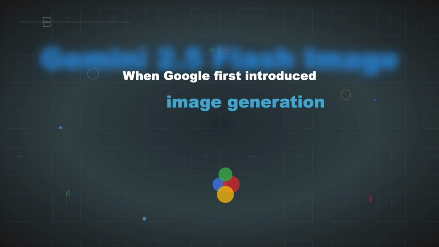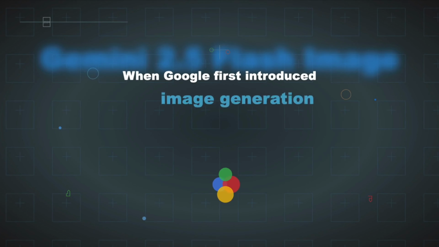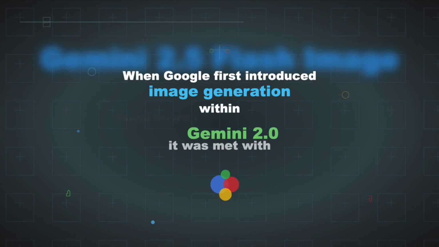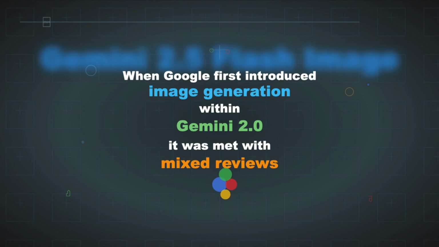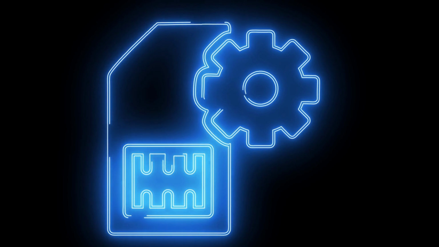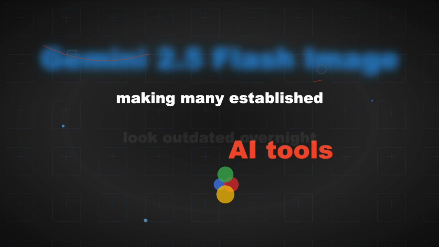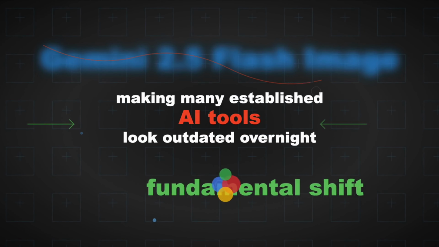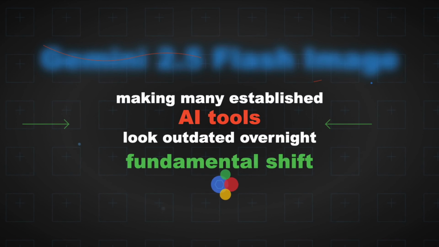When Google first introduced native image generation within Gemini 2.0 Flash earlier this year, it was met with mixed reviews. Developers appreciated its low latency, affordability, and seamless integration, but there were clear calls for higher image quality and more refined creative control. Gemini 2.5 Flash Image is Google's resounding answer, and the leap in capability is so significant that it's making many established AI tools look outdated overnight. This isn't just an update, it's a fundamental shift in what's possible.